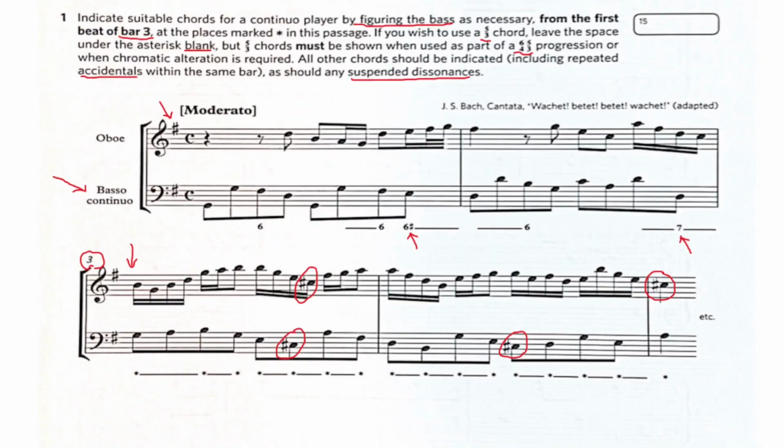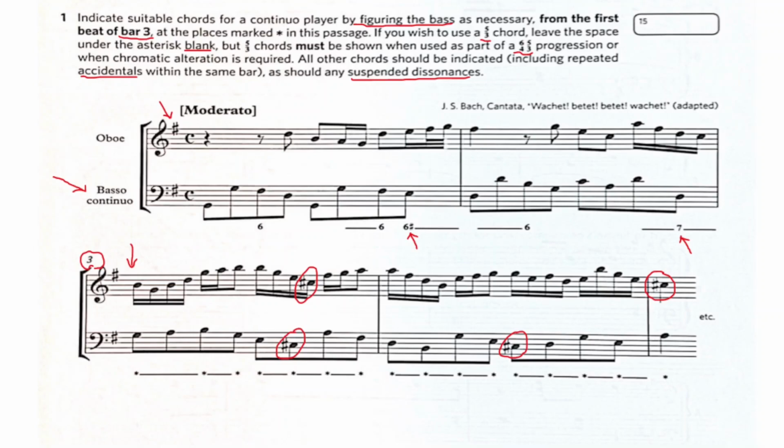Now let's look at the question. Step 1 is to look at the key and the chords, and we are to figure the bass starting from bar 3. Take note that when there is no figure, that means root position. 6 means first inversion. 7 means a 7th chord in root position.